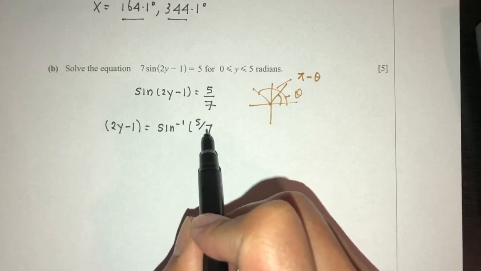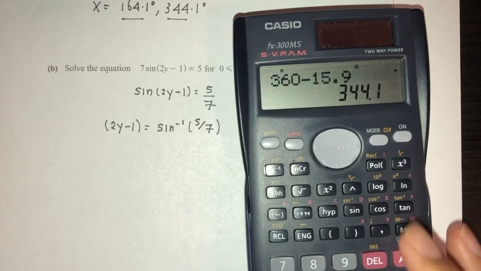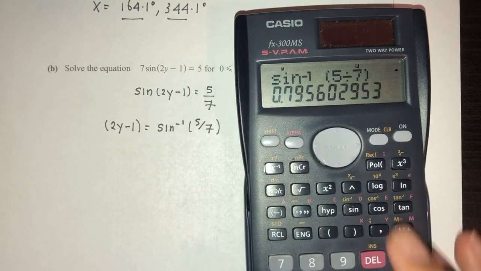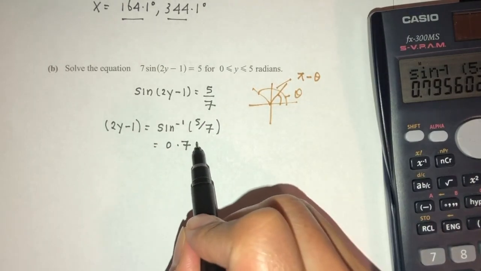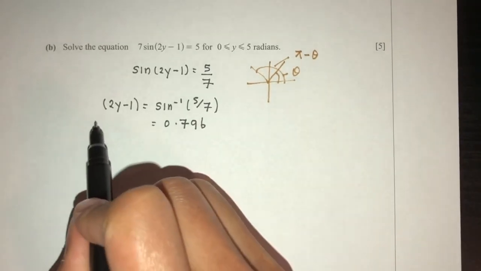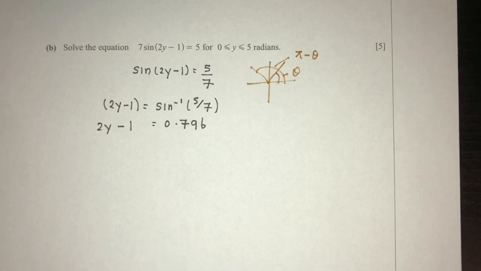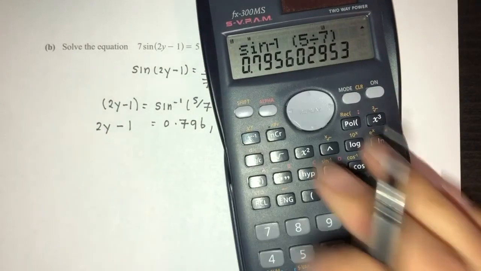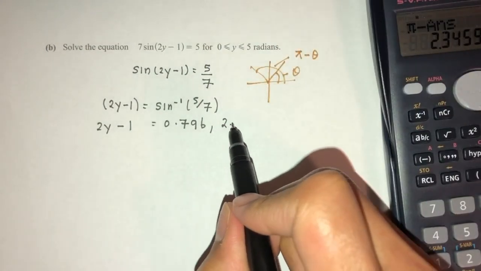Here we have to use radians, so make sure that your mode is radian. That will be sine inverse of 5 divided by 7, which is 0.796. Right now we have 2y minus 1 is that. But we also have to find the other value, which is pi minus the answer. That will be 2.35.